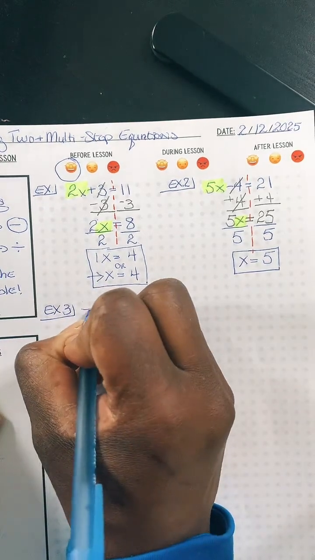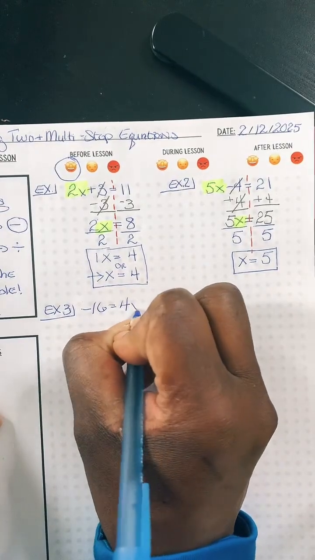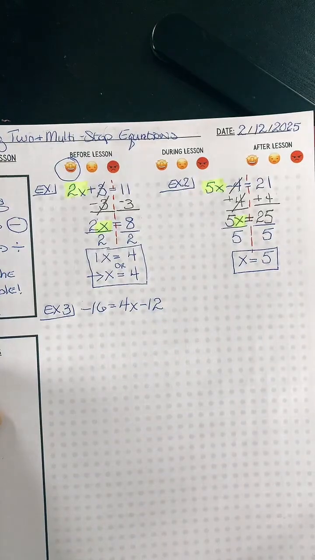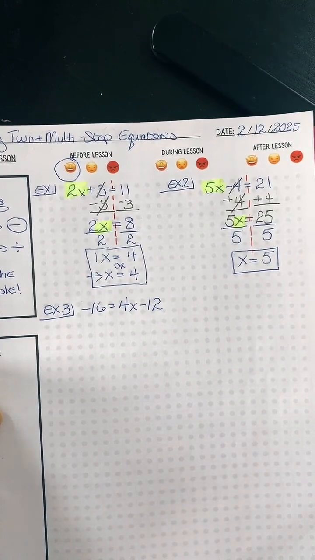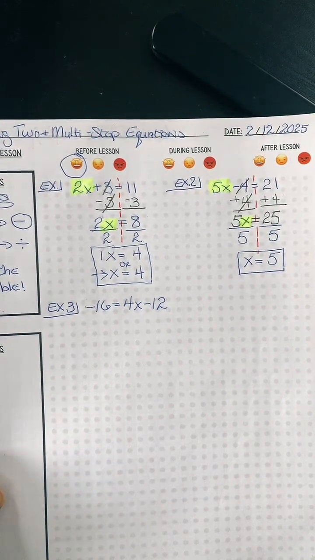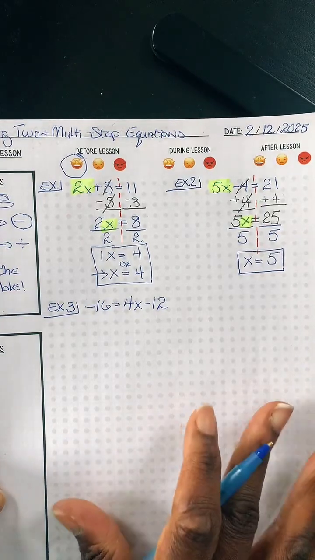So I want negative 16 is equal to 4x minus 12. Ooh. Oh, she's trying to be spicy. She's trying to do some extra spicy stuff. What is this, y'all?